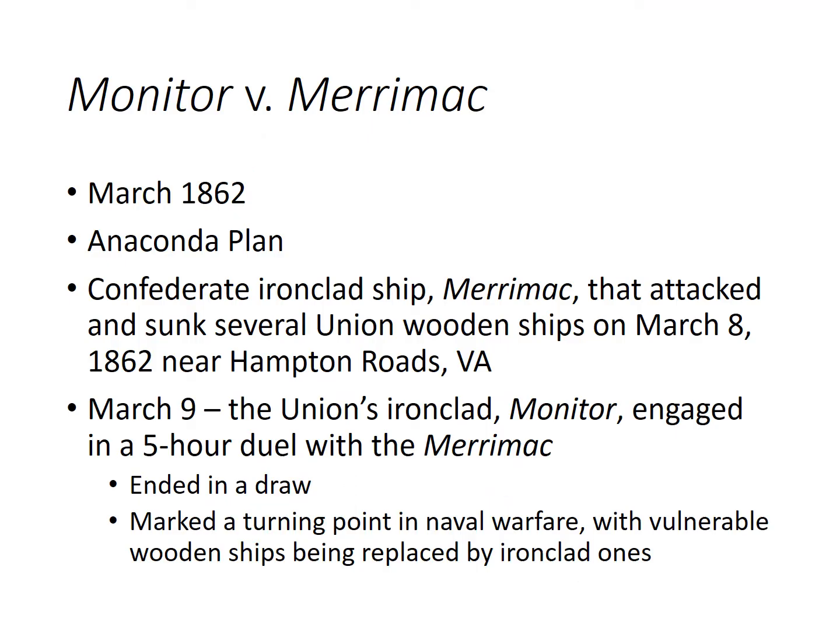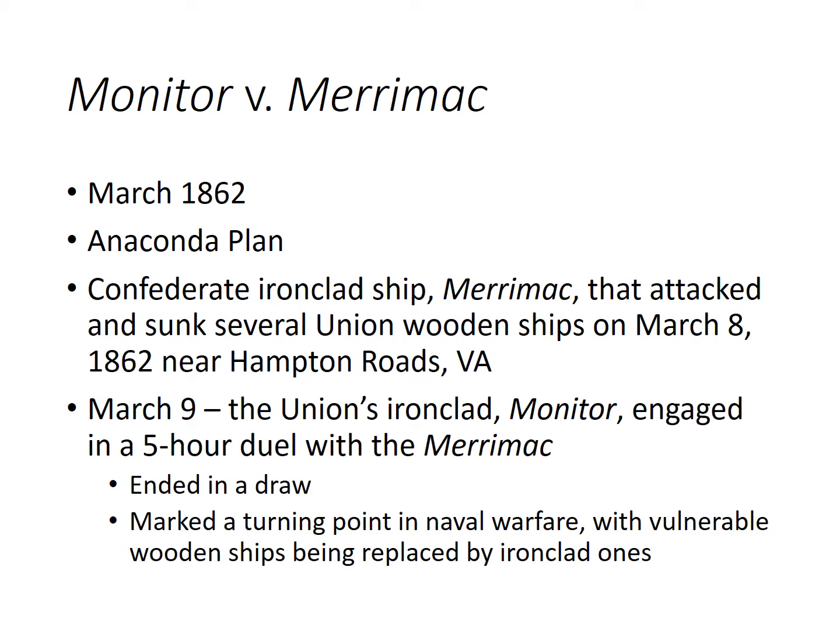In March of 1862, the Monitor versus Merrimac was a battle down in Hampton Roads. This was a part of the Anaconda Plan to blockade various ports. So the Confederate ironclad ship, the Merrimac, attacked and sunk several Union wooden ships on March 8, 1862, near Hampton Roads. Fun fact, the Merrimac was a former Union ship that was rebuilt and renamed the Virginia.